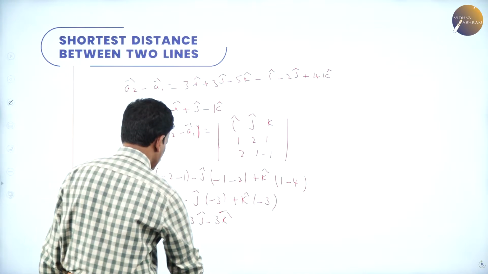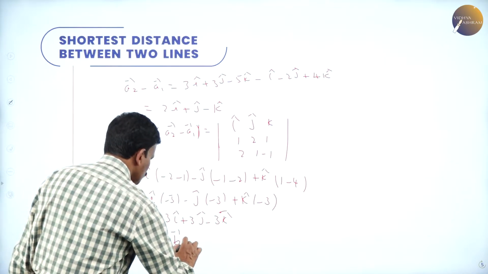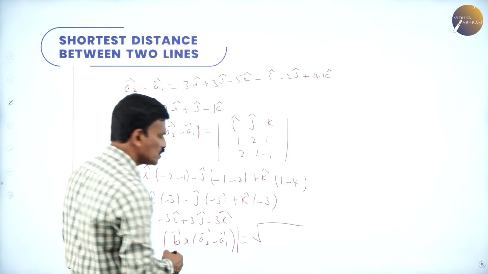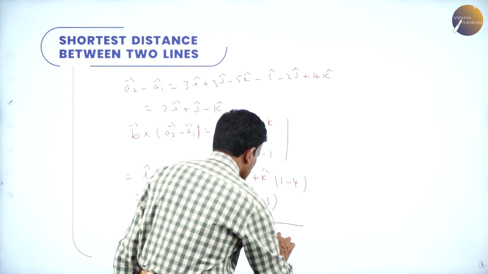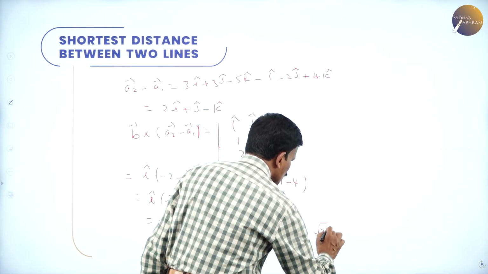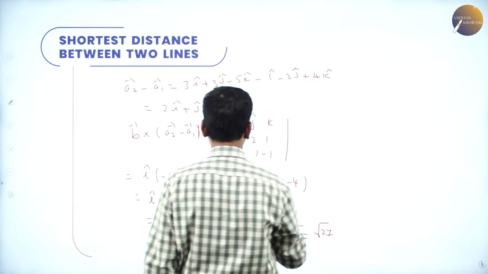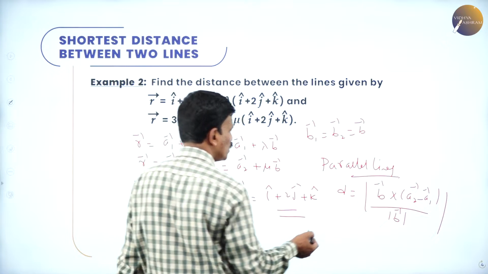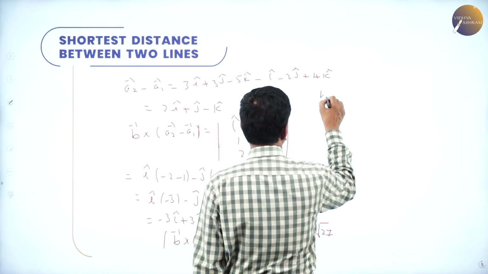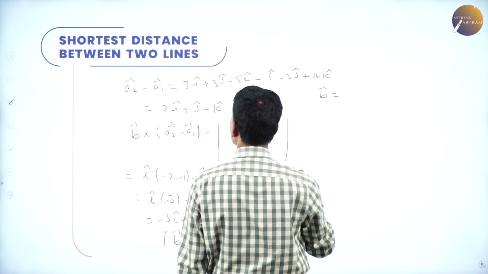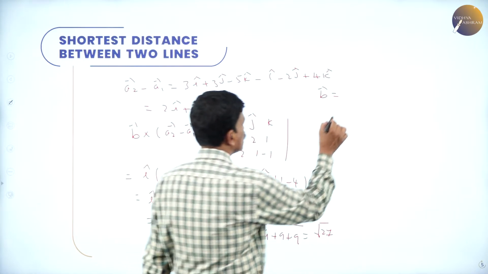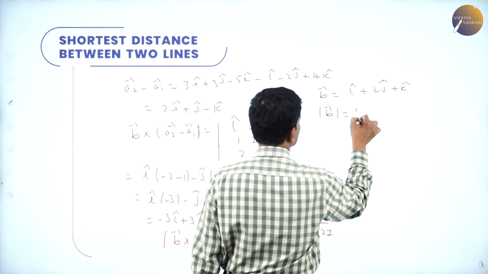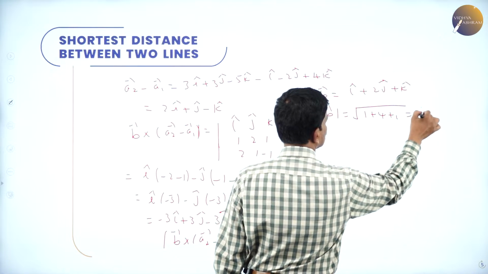Find out the magnitude of this. The magnitude of vector b cross (a2 minus a1) is equal to square root of 3 square is 9 plus 9 plus 9, that is root 27. Okay. What is the formula we have? The magnitude of b cross (a2 minus a1) divided by length of b. Now find out the magnitude of b. Vector b is equal to i plus 2j plus k. The magnitude of this is root of 1 plus 4 plus 1, which is root 6.